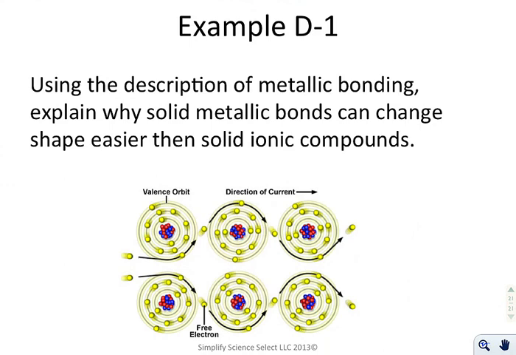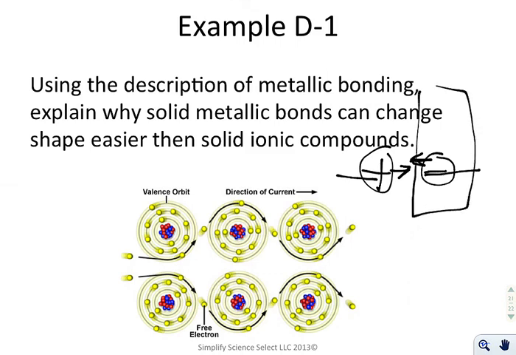So this example says, using the description of metallic bonding, explain why solid metallic bonds can change shape easier than solid ionic compounds. And the reason is it all has to do with the attraction between the positive and negative charges. Because this is such a great attraction between the two, it's very difficult to move these things away from each other and kind of create a smaller, thinner shape, or to pound them so that they separate, because it's such a great attraction.